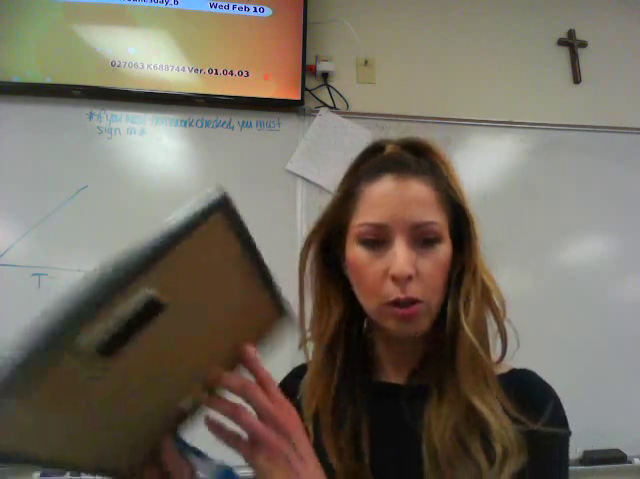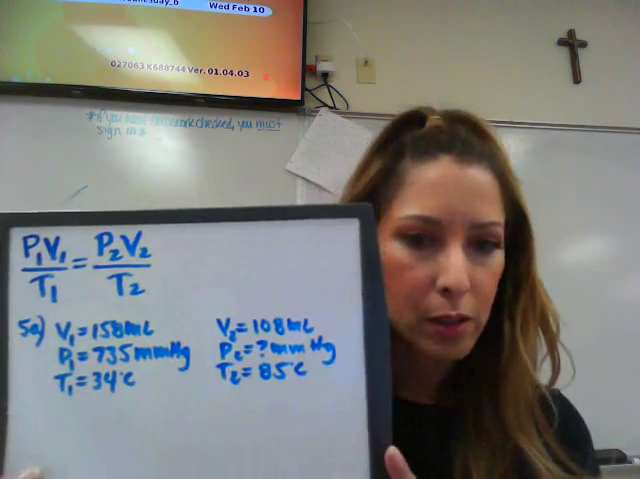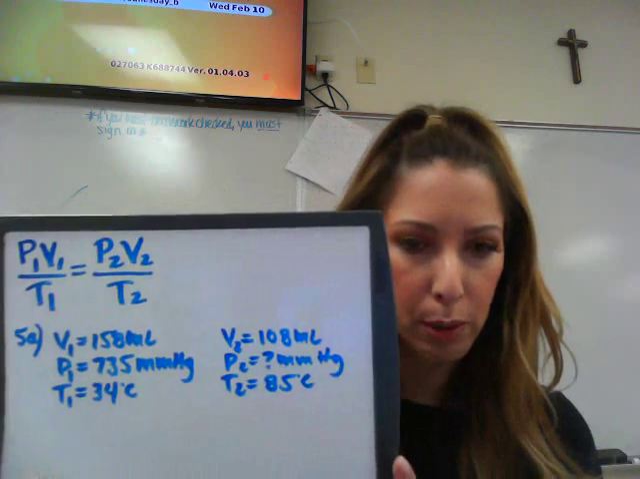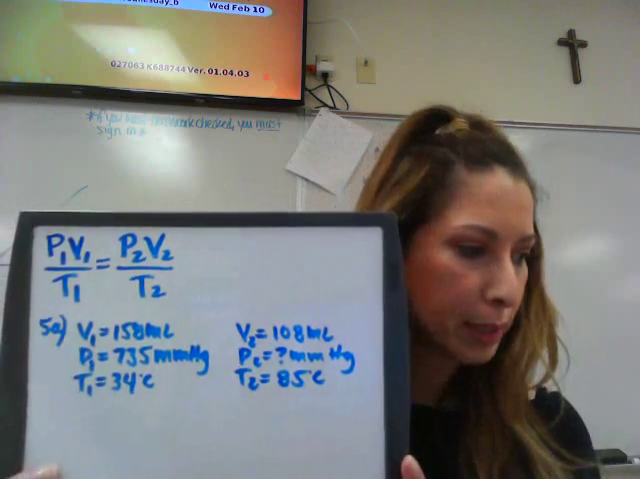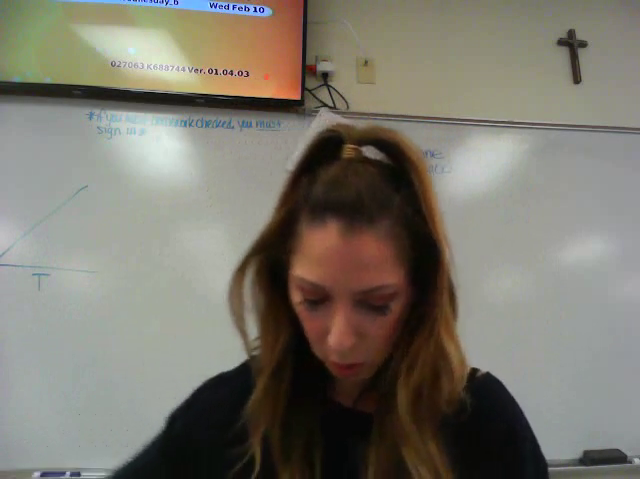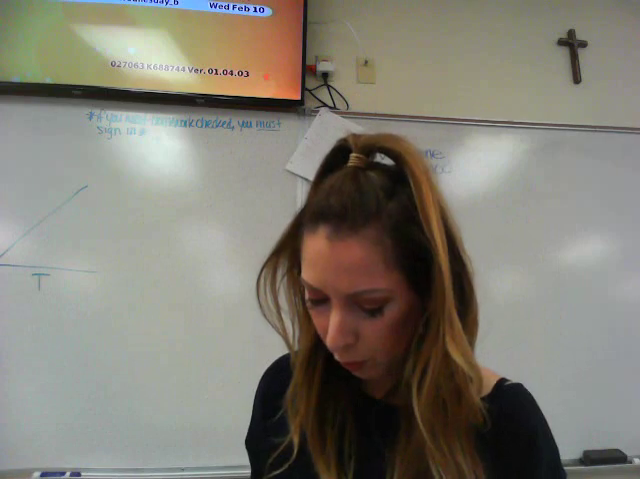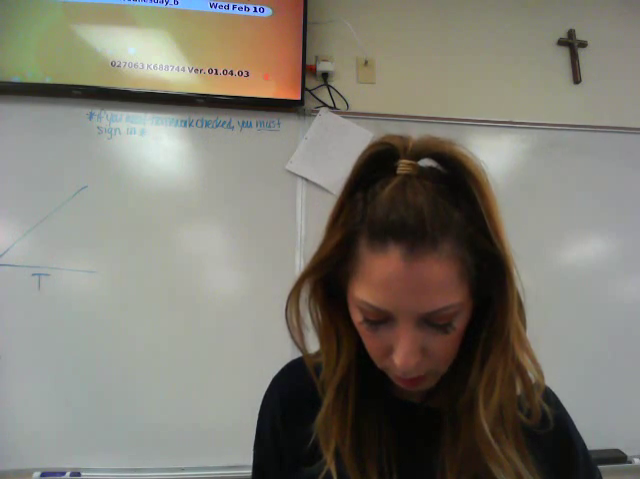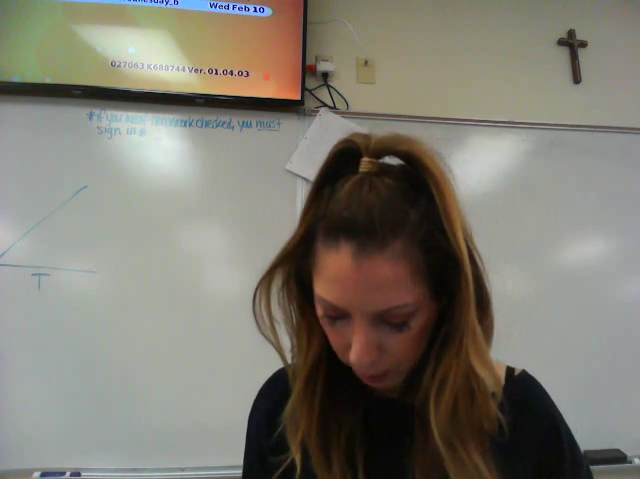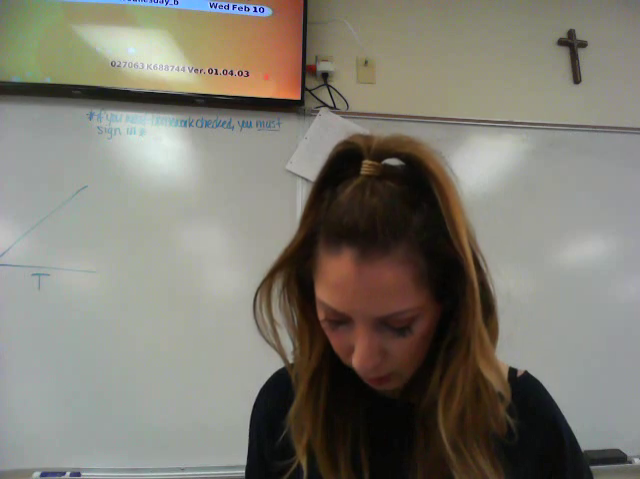Okay, so I write it out like this. Notice my volumes are in milliliters, my pressures are in millimeters of mercury, and I've got to convert my temperatures to Kelvin. Your units have to match. So 34 plus 273 is 307 Kelvin. And then 85 plus 273 is 358 Kelvin.